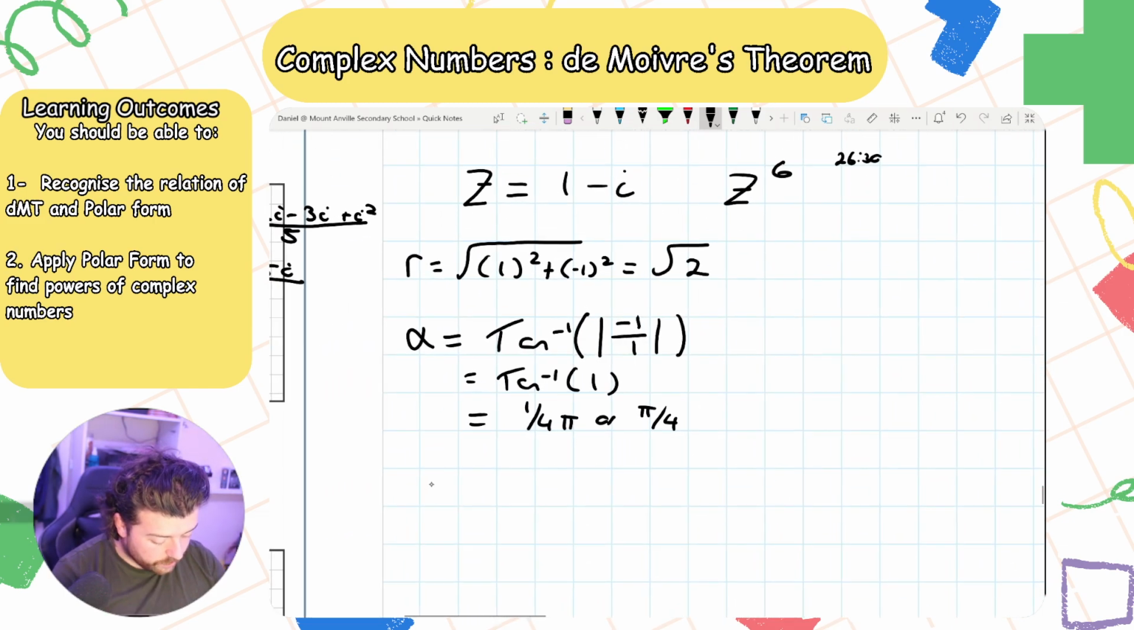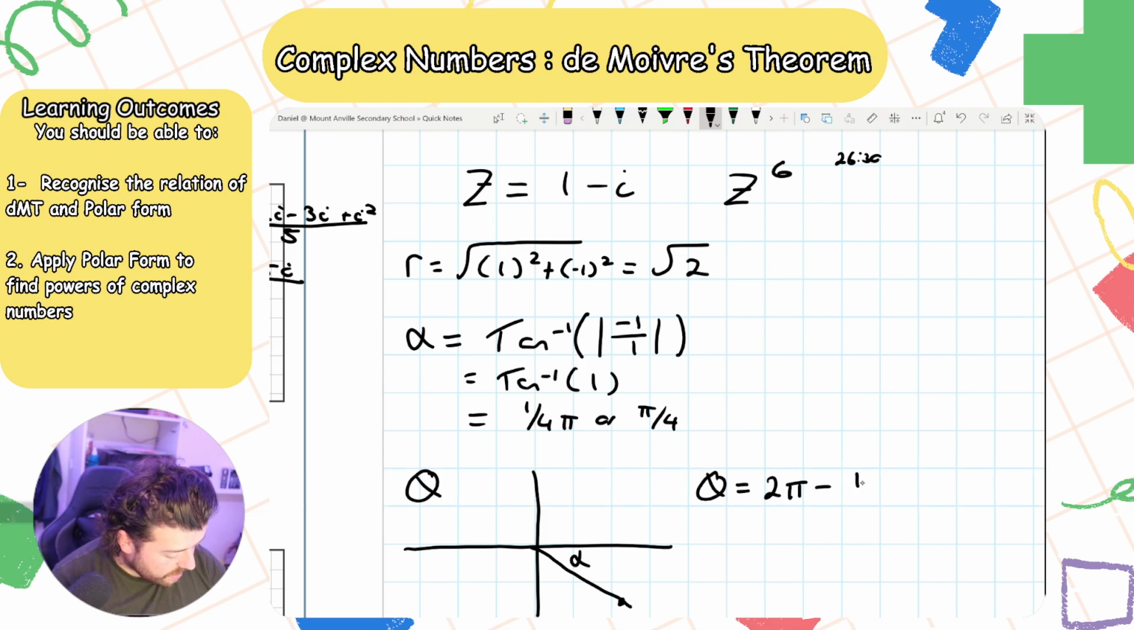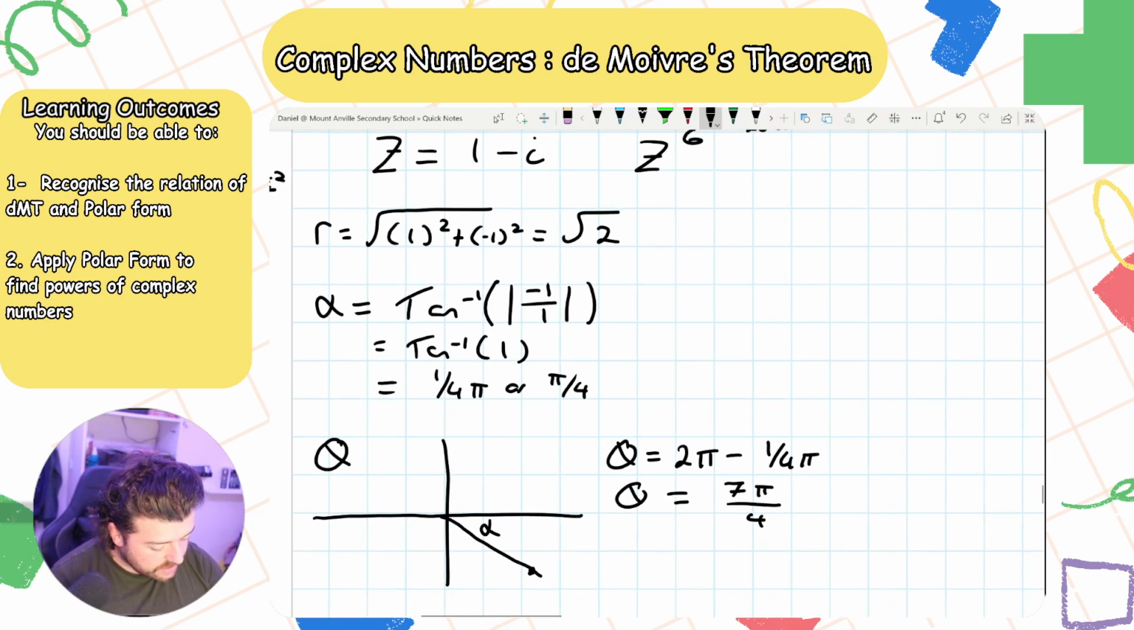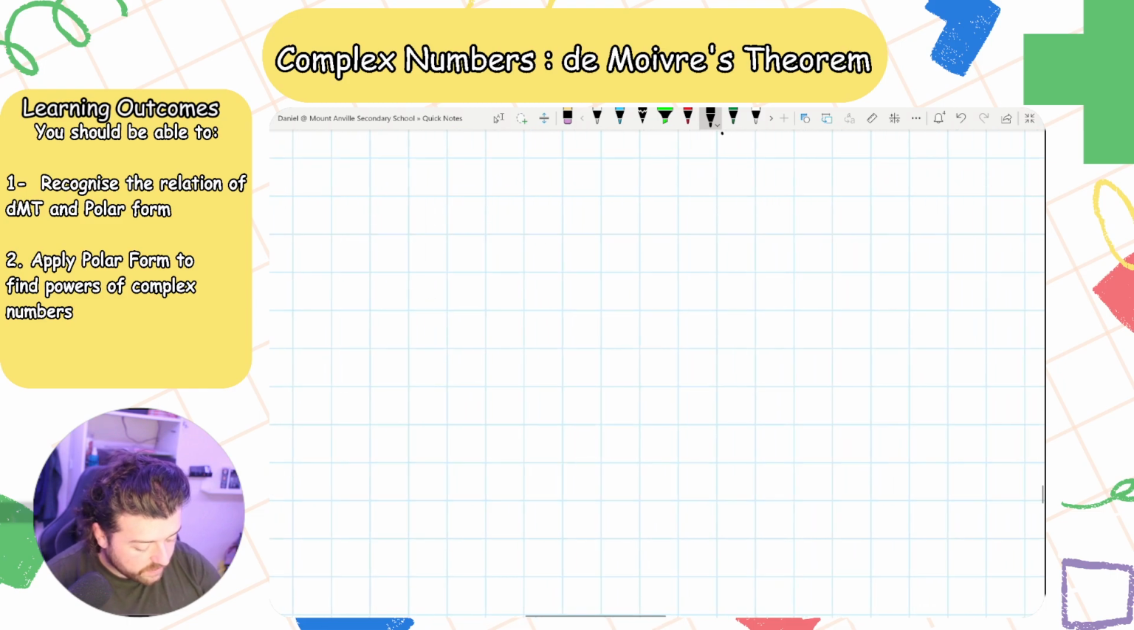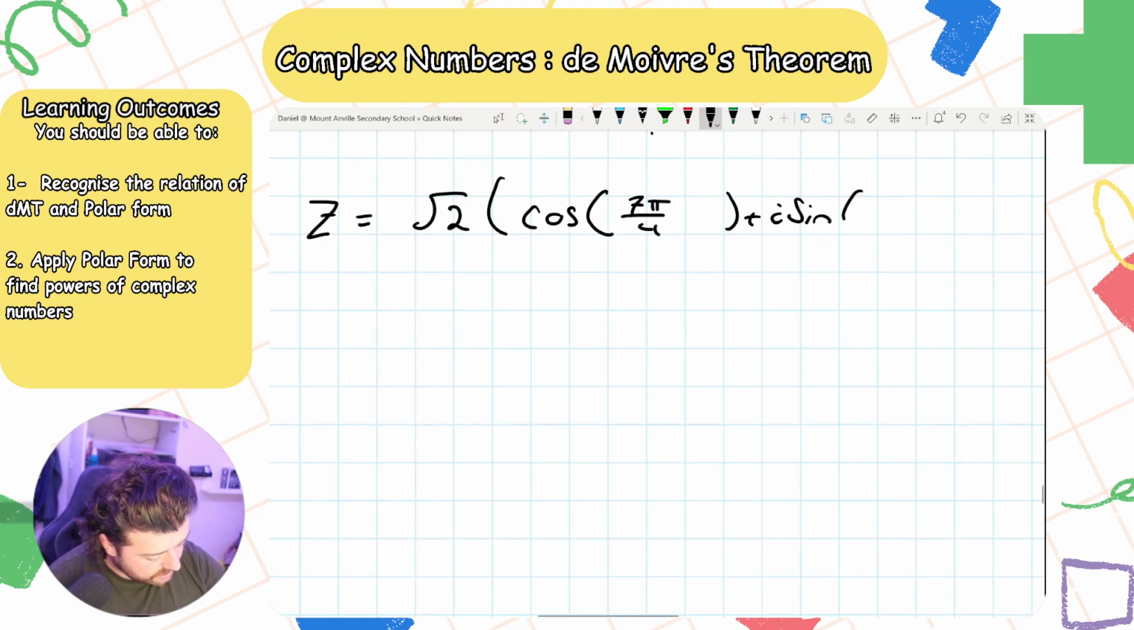So my actual argument, however, this is in the 1 minus i, it's in the 4th quadrant. So therefore it's going to be equal to 2 pi minus pi over 4, which is equal to 7 pi over 4. So now that I have my argument and my modulus, let's find z to the power of 6. So z is equal to root 2 times cosine 7 pi over 4 plus i sine 7 pi over 4.